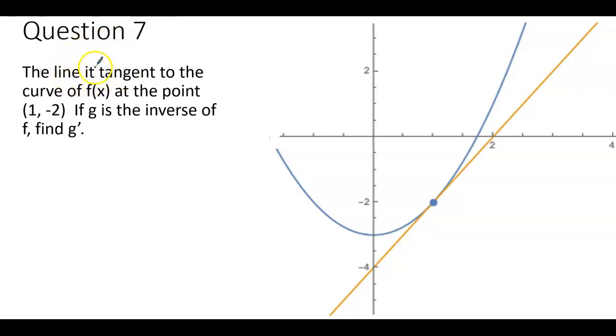The line is tangent to the curve of f of x at the point 1, negative 2. If g is the inverse of f, find g prime. All right, so you'll find that sometimes they do this, and it makes things a little bit confusing, because we know how to find the derivative of an inverse function. The derivative of an inverse function looks like this.